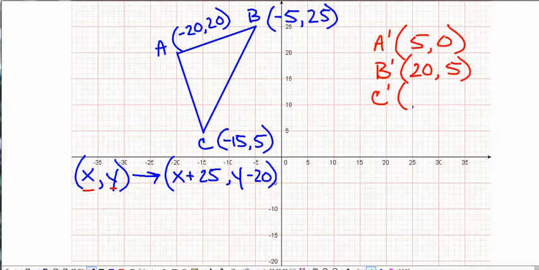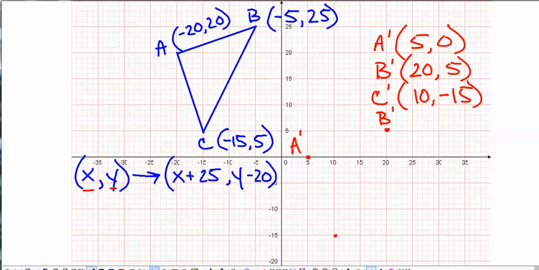C prime. Negative 15 plus 25 is 10, and is it negative 15? 10, negative 15. Very good. Okay? So where's 5, 0 located? 5, 0 is right here. Alright, A prime. 20, 15, 25, right here. There's B prime. C prime, 10 and negative 15.